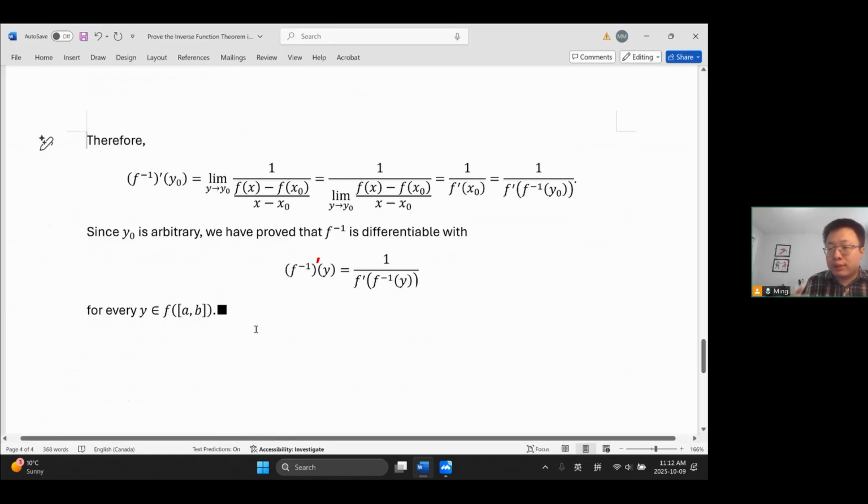So that's it for today's video. I strongly recommend watching this video in parallel with yesterday's video to see how this proof is motivated. So yesterday's video is essentially a motivation for the proof of the inverse function theorem.